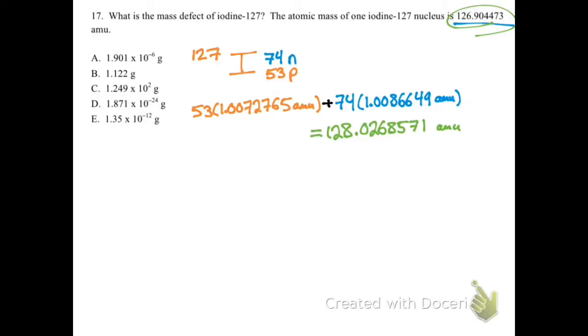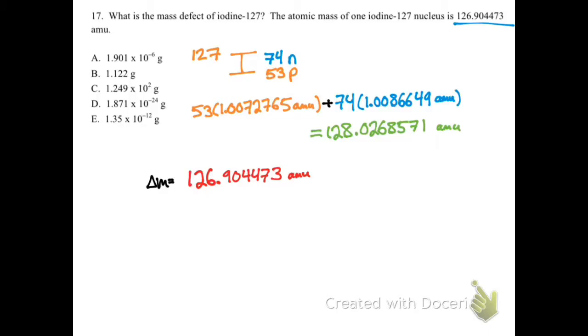These numbers don't match. Whoa, some mass is missing. So let's figure out how much mass is missing.